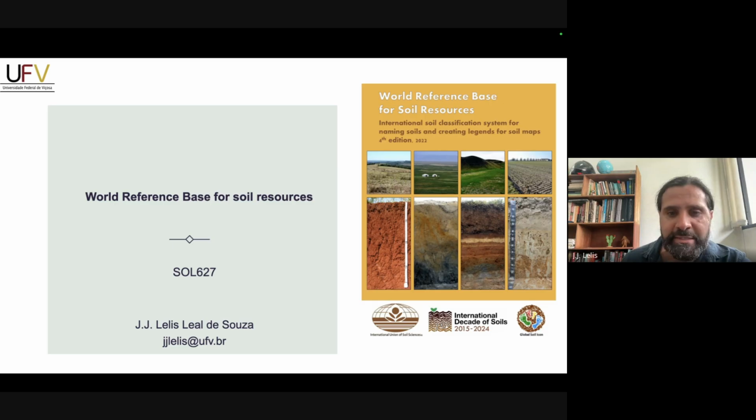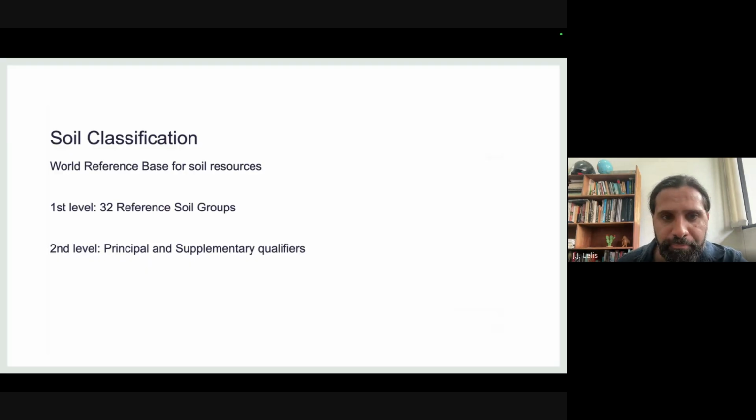Okay, so guys, so far so good. The difference between the horizons, at least you can understand. Of course, as I said, you don't need to memorize all the criteria. It's much more something connected to understanding. But if you can understand, it's quite okay. So let's see how to classify soils according to WRB.